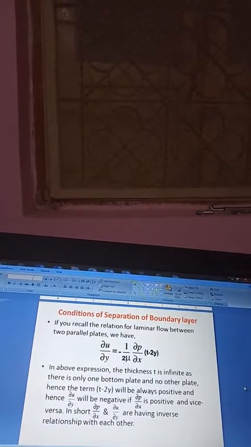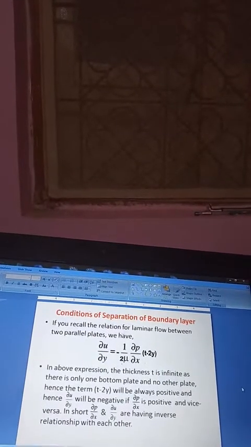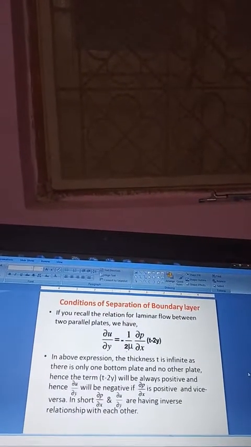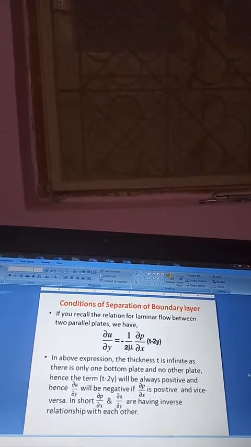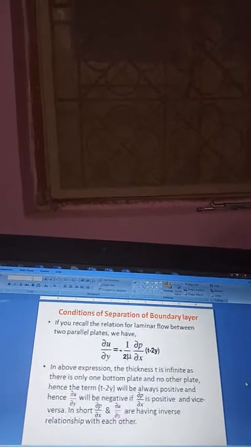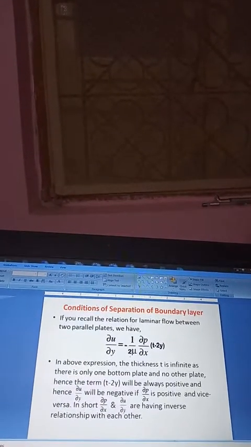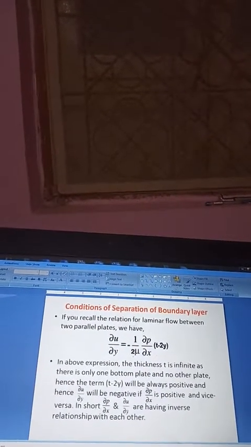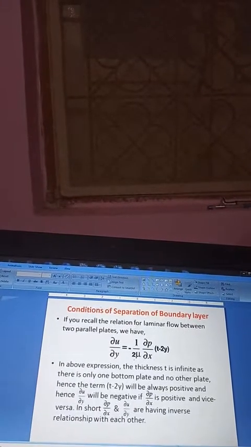So ∂p/∂x is the pressure gradient, and ∂u/∂y is the velocity gradient. Now we know that if ∂p/∂x is less than 0, that is, a negative pressure gradient, then it is a favorable condition for the boundary layer. So the boundary layer remains attached to the surface.